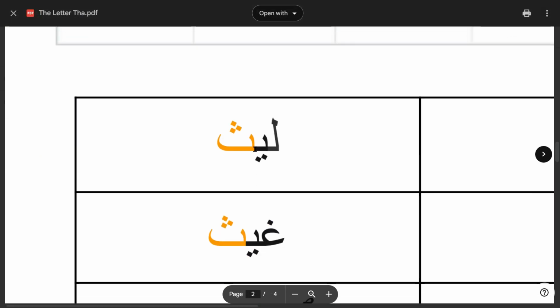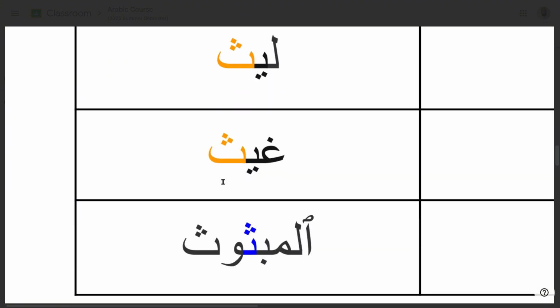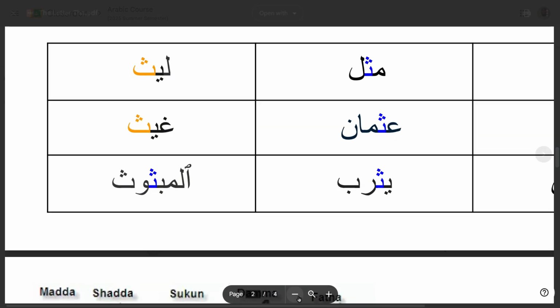We have tha in its final form here. 3 dots in the final. 3 dots in its final form. And then again, the moth example. Tha in its middle form. Tha in its isolated form because there's certain letters that do not connect. So tha is left by itself. We have the letter ba right here. You guys can recognize it. Does anybody have any questions about the positions?